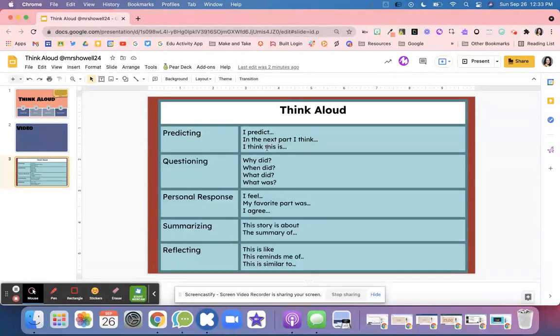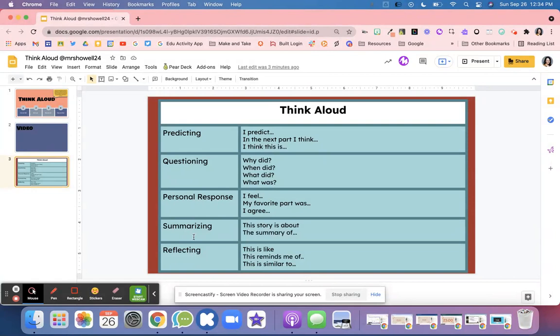Here is just some ways to help with a think aloud. Sentence stems are great to help with think alouds because they get students to pause and really think about what's going on. So if you're working on predicting for a reading, they might say, I predict, or as you're reading, you could say that as the teacher.